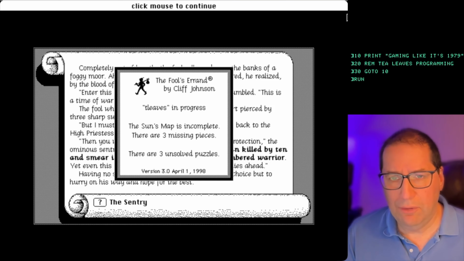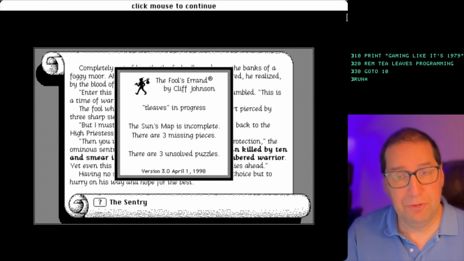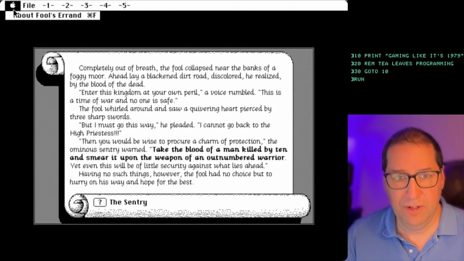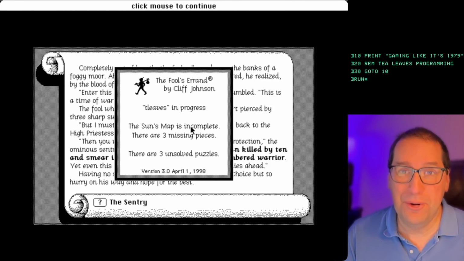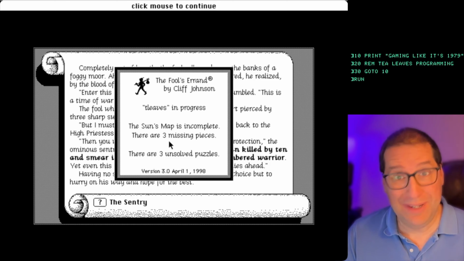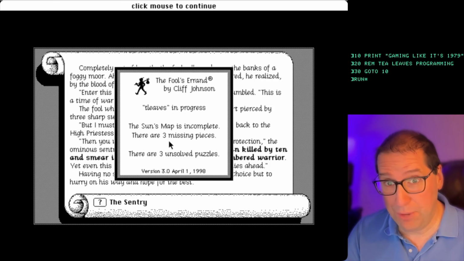While getting set up today, I pulled the About screen that you get if you go to the Apple menu and choose About the Fool's Errand. In fact, why don't I show you how that's done. First of all, in all these years playing, I have never noticed that it actually tells you exactly how many pieces of the puzzle are missing. So we only have 3 left.